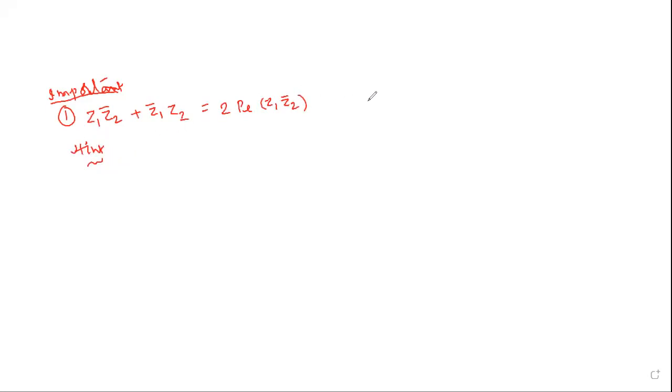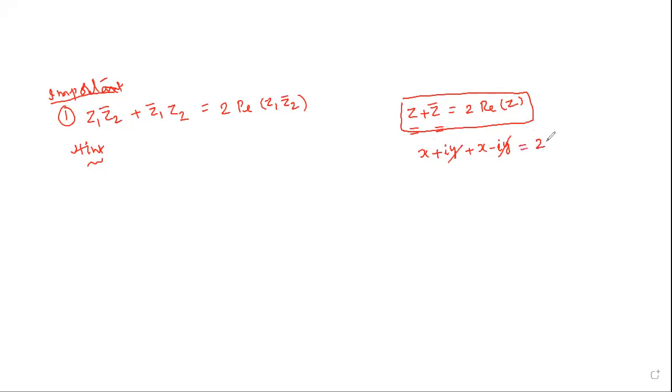So already we discussed one point: Z plus Z bar is equal to 2 times the real part of Z. How is it? X plus iY is the Z. In Z bar, I is replaced with minus iY. Both cancel, so 2x. X means real of Z, so 2 times real of Z.